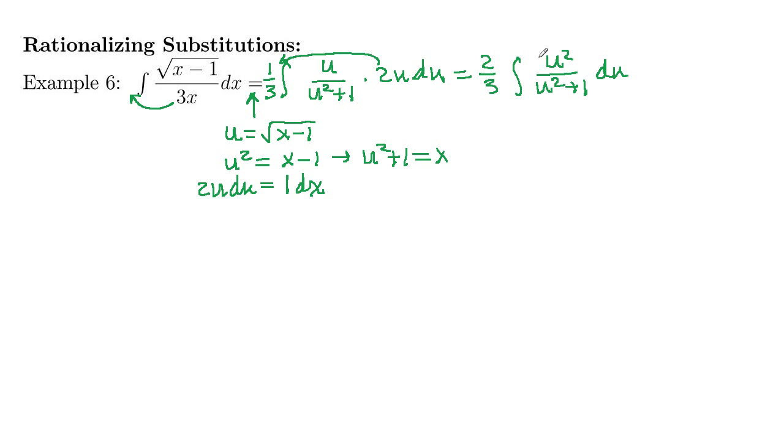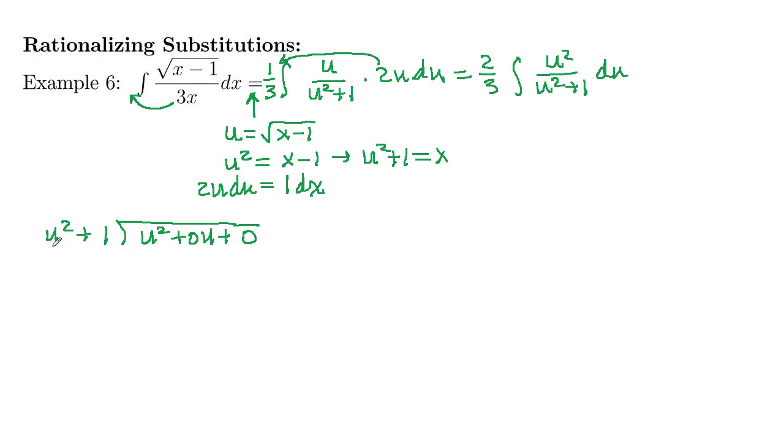So this is a rational function. It's going to be partial fractions, could be the easiest way to do that. Notice the powers are the same, so we need to long divide. u squared plus 1, we're going to divide into u squared. We could write plus 0u plus 0 if we want.